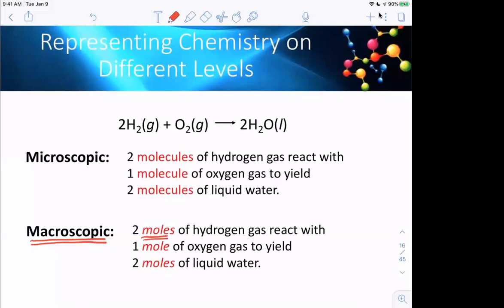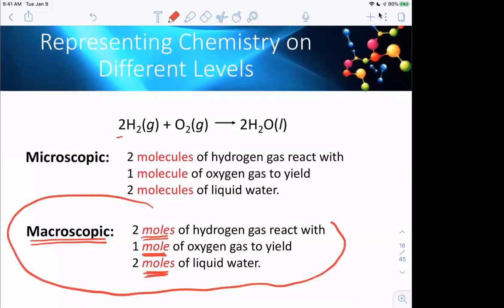This can also be read as 2 moles of hydrogen gas react with 1 mole of oxygen to form 2 moles of water. This is the version that we're going to look at in terms of stoichiometry. Stoichiometry is going to be a mathematical treatment of how much of each reactant or product do I need or obtain in a chemical reaction.